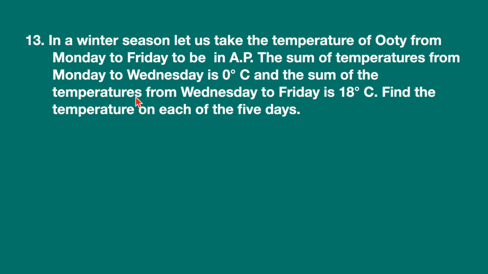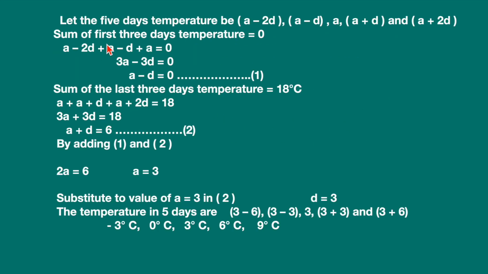And the sum of temperatures from Wednesday to Friday, that means Wednesday, Thursday and Friday, when you add it, you will get 18 degrees. We are asked to find the temperature. Okay, now let us write down the sum. Let the 5 days' temperatures be A minus 2D, A minus D, A, A plus D and A plus 2D. Why are we writing like this? Because the temperatures are in arithmetic progression.